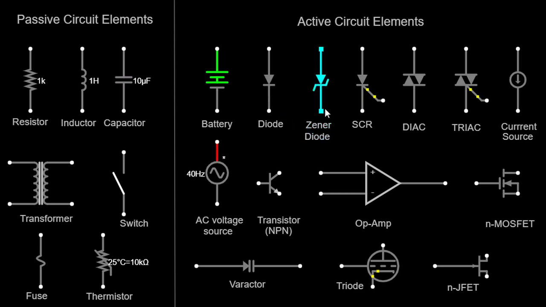Zener diode. A Zener diode is a specialized type of diode that is designed to operate in the reverse breakdown region. It is used for voltage regulation and protection against voltage spikes. Zener diodes are represented similarly to regular diodes, but with a bent line on the cathode side.